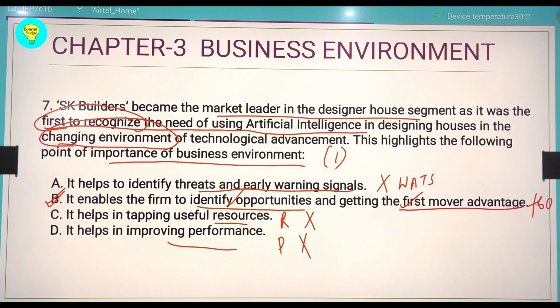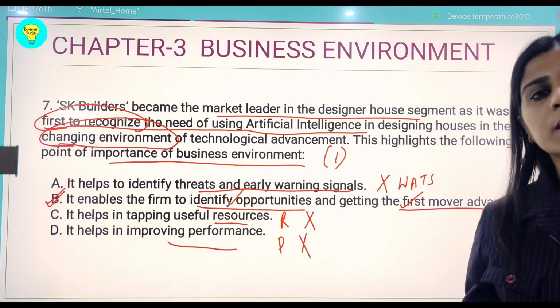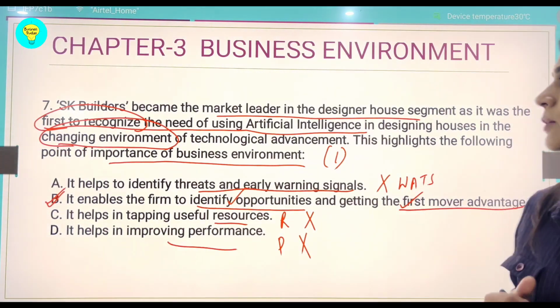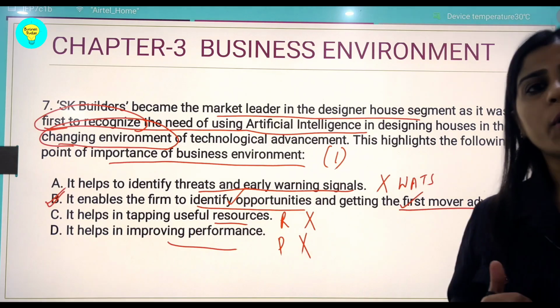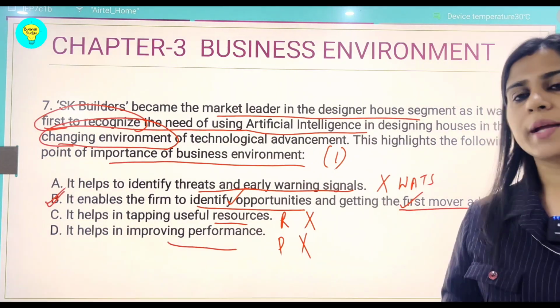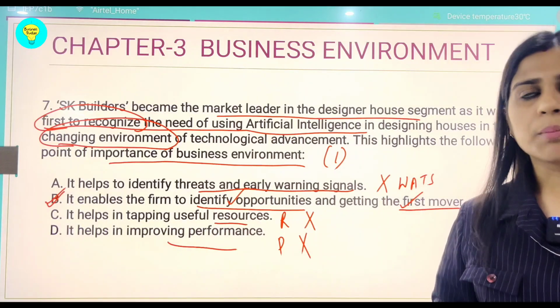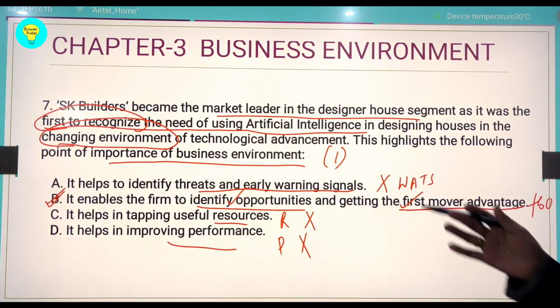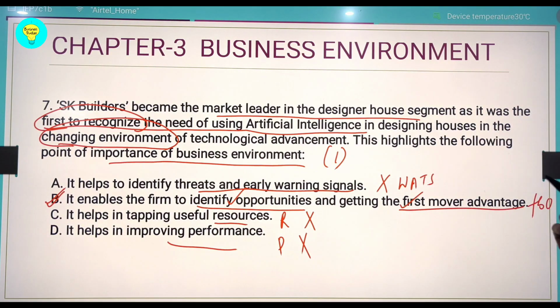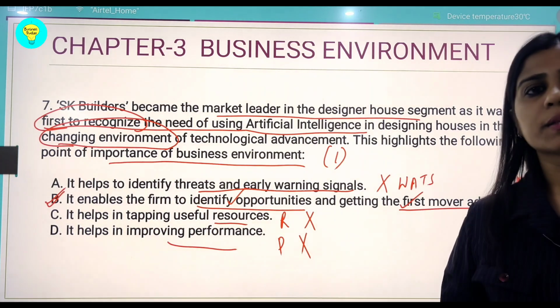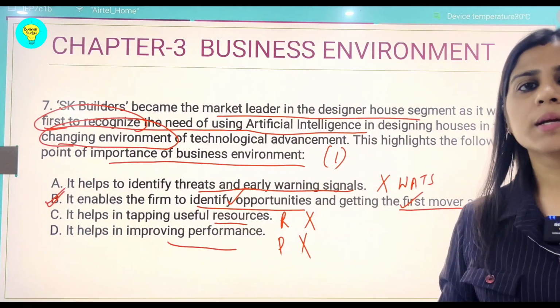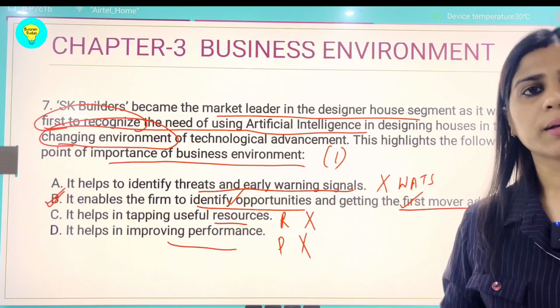So I hope students the topic is very clear to you through these questions. Always make it a point to learn the points with the help of acronyms so that such case studies can easily be solved as an MCQ, as one markers. And as you can see in the previous three questions, everywhere the first mover benefit has been talked about. So we can infer that this particular point amongst the importance of business environment is highly important, and you must go through it properly. Thank you.